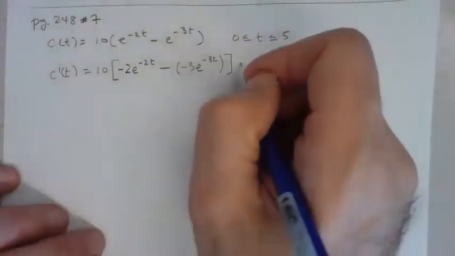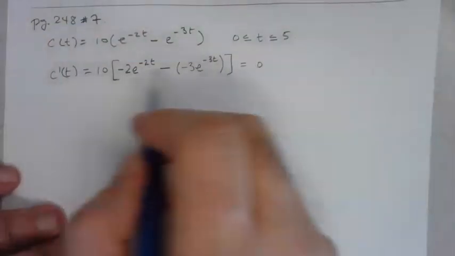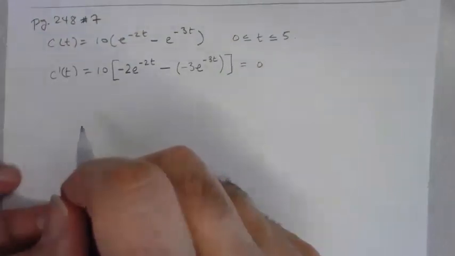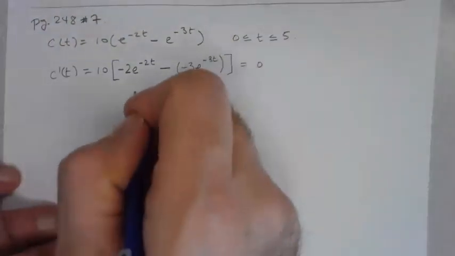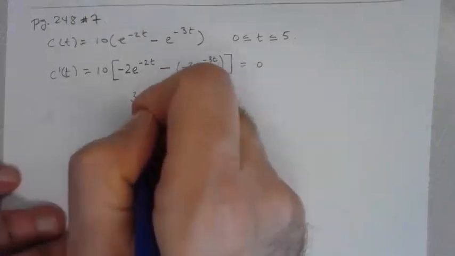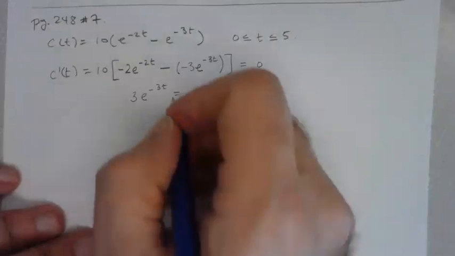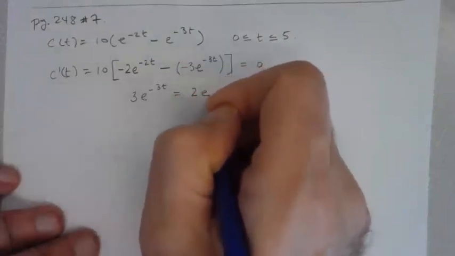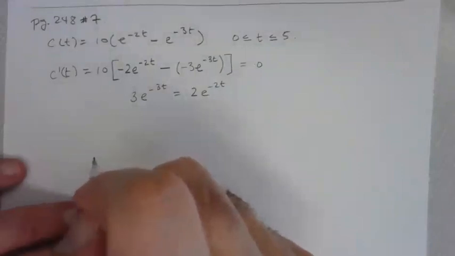And as usual, I have to make this equal to 0. So the 10 goes because I can just divide both sides by 10. So let's see what we have here. Well, this is going to be positive. So I'll have 3 e to the negative 3t equals, and I'll bring that to the other side, so it'll be positive 2 e to the negative 2t.